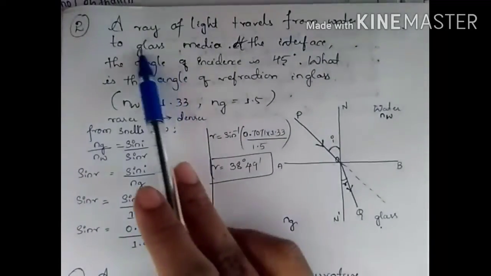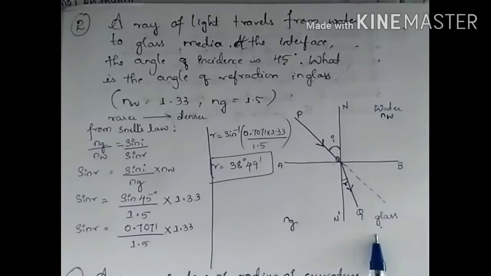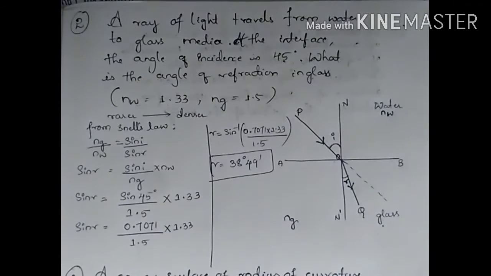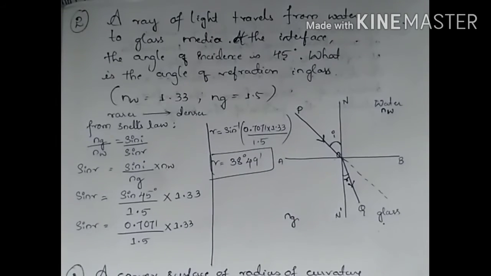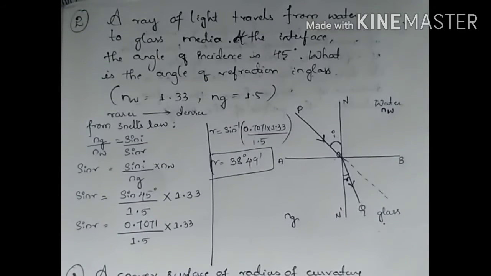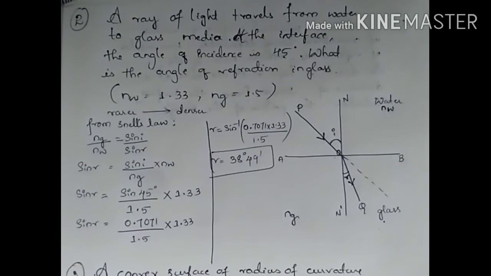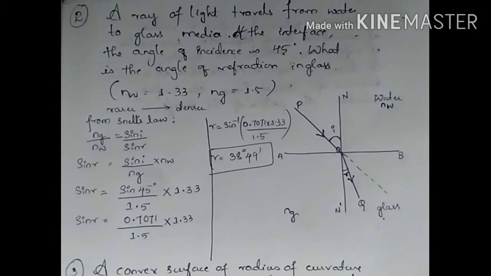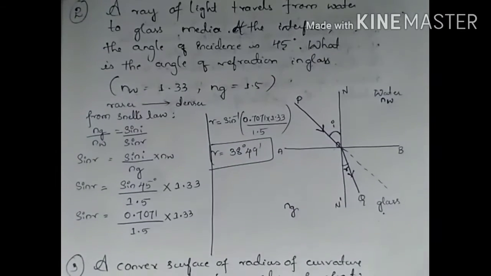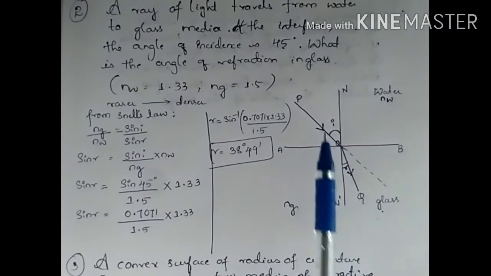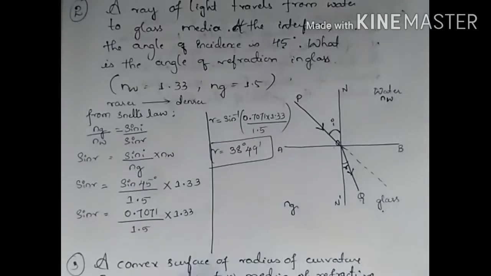The second question says a light is traveling from water medium to glass medium. If it travels from this medium to this medium, he is asking what can be the angle of refraction. When it travels from water to glass, the refractive index of the medium will change. If the refractive index of the medium changes, then what can be the refraction angle? Hope this ray diagram is clear to you all. Here PO is the incident ray and OQ is the refracted ray.